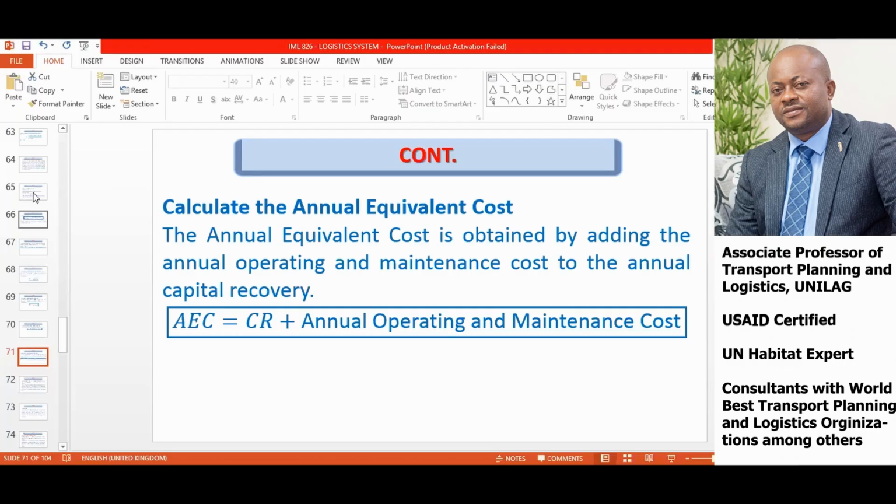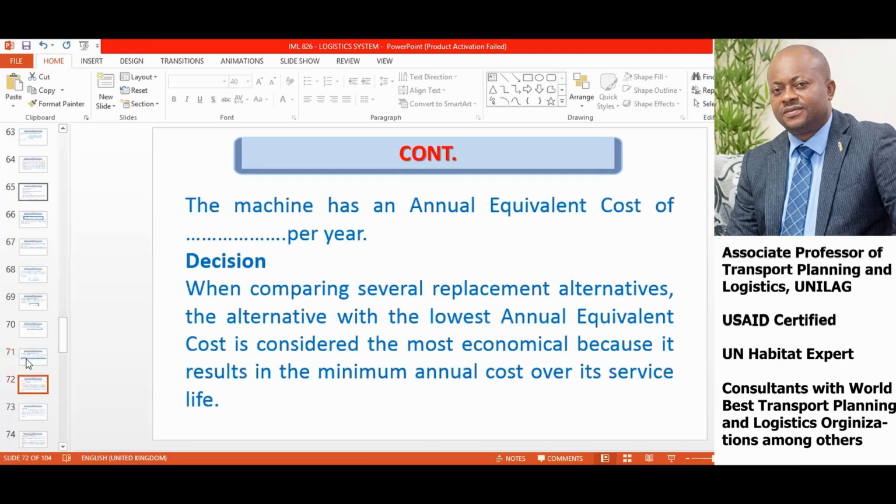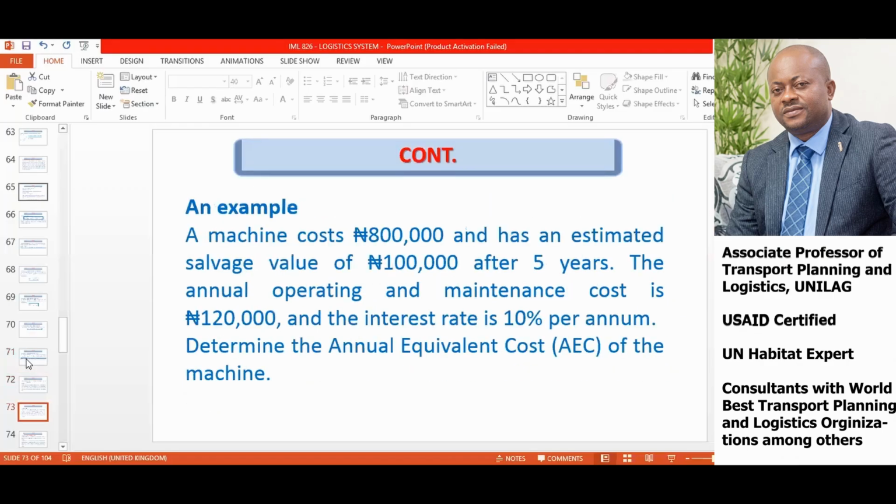Let's quickly do a question. Machine costs. Let me take you through an example. Can you write down this example? Class, can you see the question? Have you copied it? Which formula did you copy first? How many formulas did you copy?